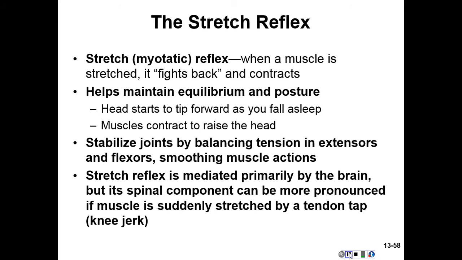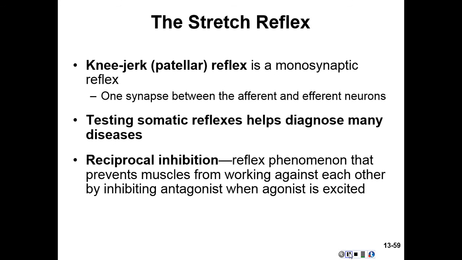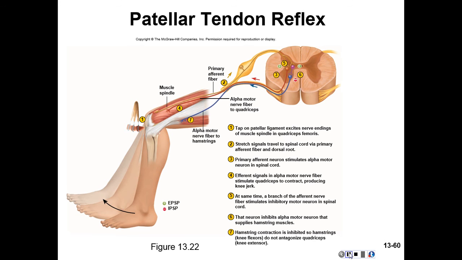All right, again, the stretch reflexes, they help to maintain equilibrium and stabilize balance. Again, they're mediated mainly by the brain and the spinal cord components. So again, if the muscle is suddenly stretched by a tendon tap, that causes the knee to jerk. Tendon and somatic reflexes help to diagnose muscle diseases. Okay, again, your reflex phenomenon that prevents muscles from working against each other is called reciprocal inhibition.